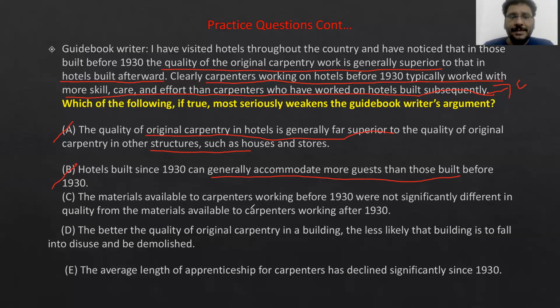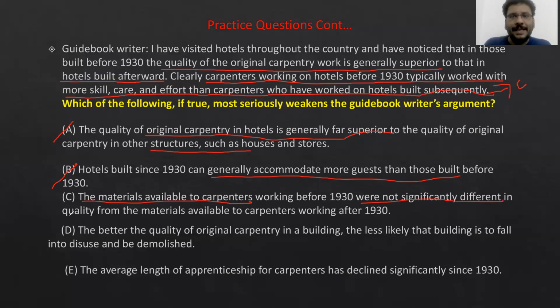It says the materials available to carpenters working before 1930 were not significantly different in quality from the materials available to carpenters working after 1930. Now, what does it talk about? It talks about materials available to carpenters, right? And it says these materials were not different, right? Which means both the set of carpenters, pre-1930s, post-1930 carpenters used similar quality of material.